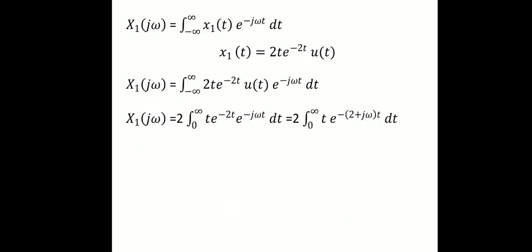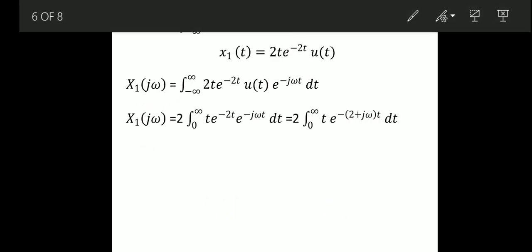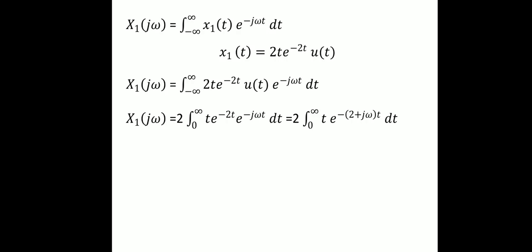2 is constant, we can take it out, and with respect to the two exponential terms that we have, we can take the minus sign and t as common. So the final integral can be simplified to 2 times the integral from 0 to infinity of t times e power minus (2 plus j omega) t dt. Now it is of the form where we need to apply product integration, like f1 of x, f2 of x dx.